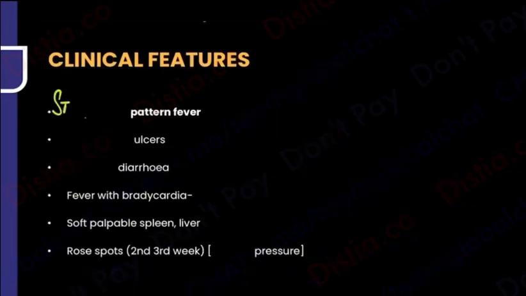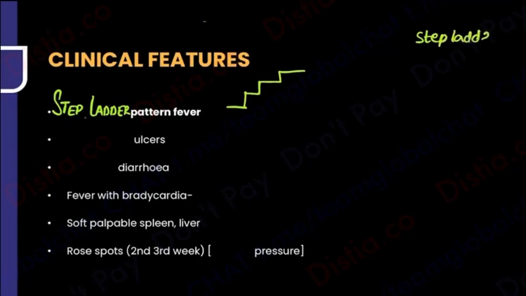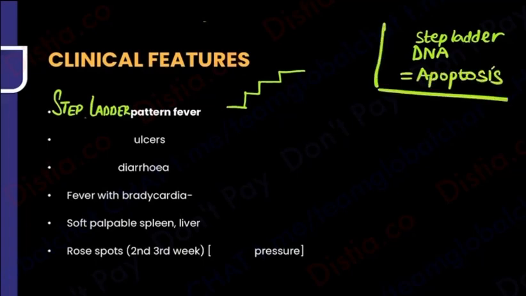I think everyone knows there is a very, very famous step ladder pattern fever that you see in enteric fever, that it is going to remain stable and rise, stable and rise. So there is a step ladder pattern fever. I hope you remember in pathology, where did you see stepladder electrophoresis, stepladder DNA pattern, and that was seen in apoptosis. Right? So this is the stepladder apoptosis pattern. This is stepladder fever of typhoid.